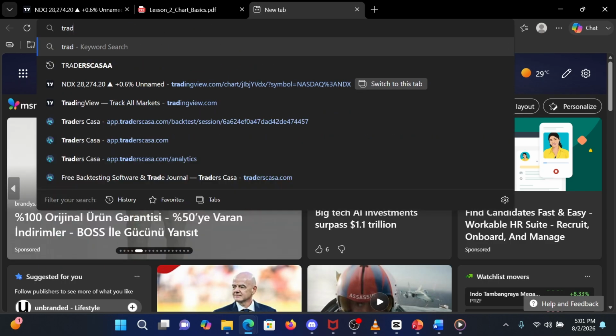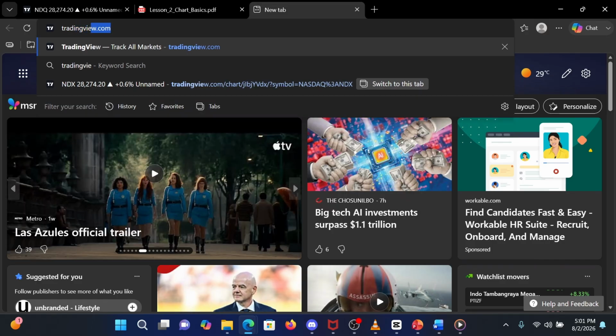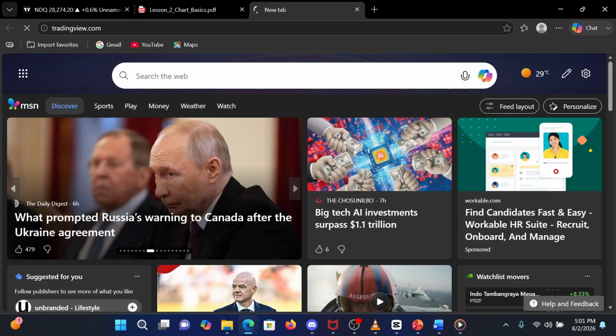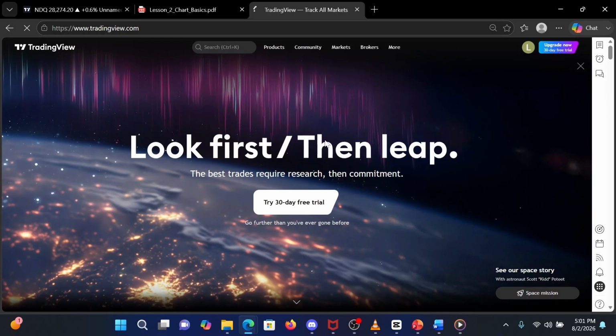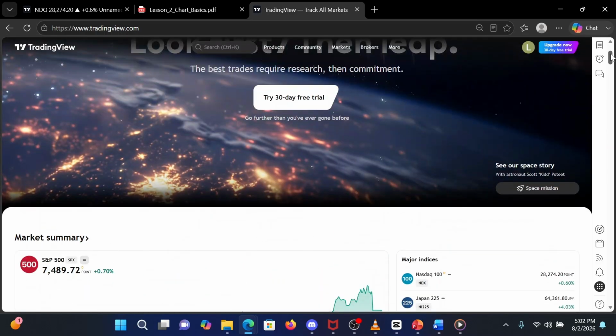So you are going to type with me tradingview.com, and then you are going to click enter. When you click enter, it's going to come like this.